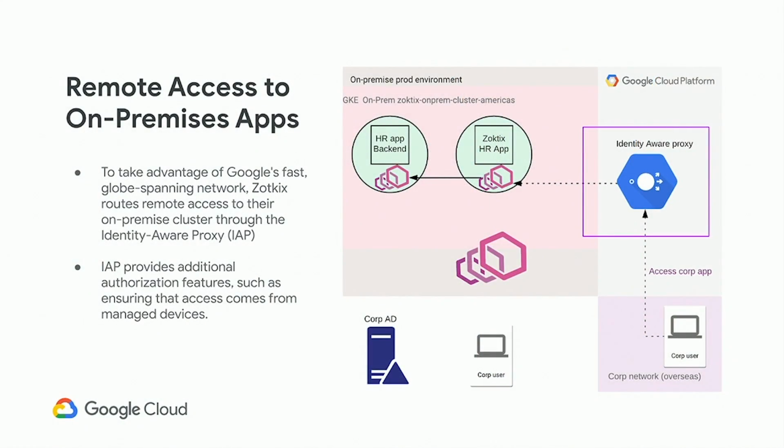So now let's look at a situation where a corp user is accessing Zoctix on-premise cluster from overseas. To take advantage of Google's fast and globe-spanning network, Zoctix can route their remote access to their on-premise clusters through the identity-aware proxy in Google Cloud. IAP provides additional authorization features. For instance, it can ensure that access comes from a managed device. So this shows how BeyondCorp solutions can seamlessly extend to protect Zoctix on-premise apps. In fact, many IAP customers choose to use IAP as their ingress proxy for all their apps, whether they are apps on GCP, on-premises, or in other clouds.